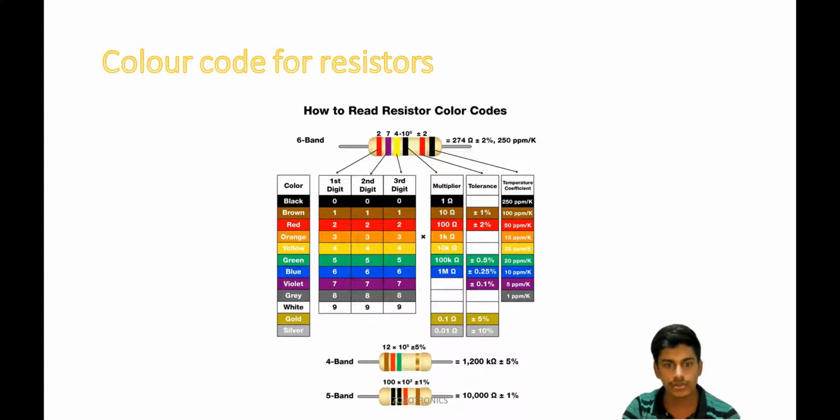So it is brown 1 and red 2, so 12, and the third digit, which we take as a power of 10, is green, so it will be 5. So it is 10 to the power 5 into 12, and plus minus 5%. So it comes to be 1200 kilo ohms plus minus 5%. Likewise, the resistance is measured from the color code.